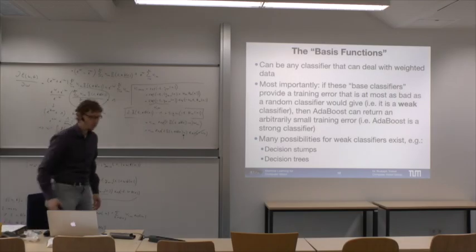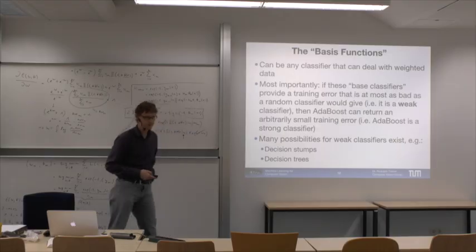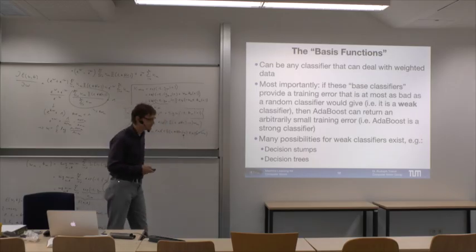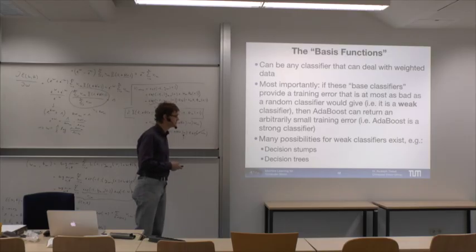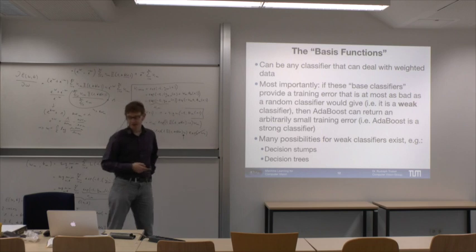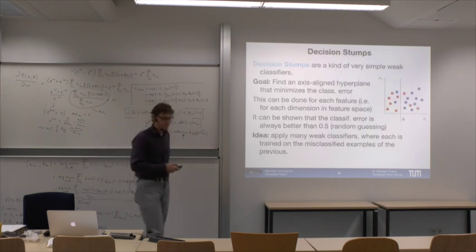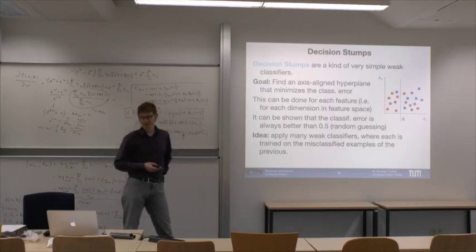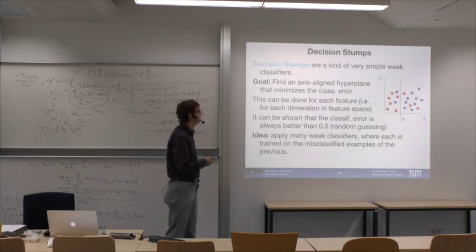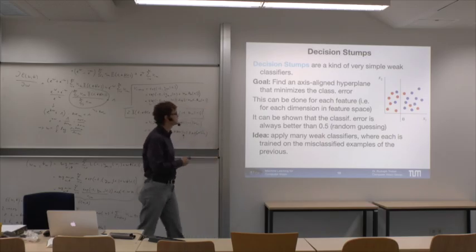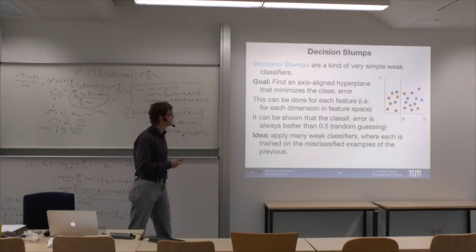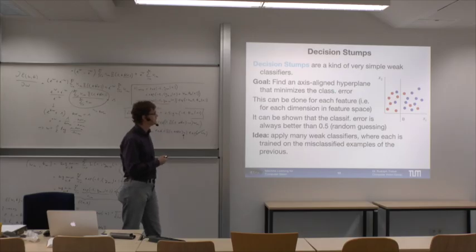Okay, let's go on. We were talking about the basis functions. These are the weak classifiers. And now we would like to have a closer look at possible weak classifiers. We look at these two possibilities, decision stumps and decision trees. They are not so much different from each other. One is just a very simple version of the other. The simplest version is the decision stump. Decision stumps are very simple weak classifiers. And the goal in a decision stump is to find an axis-aligned hyperplane that minimizes the classification error.